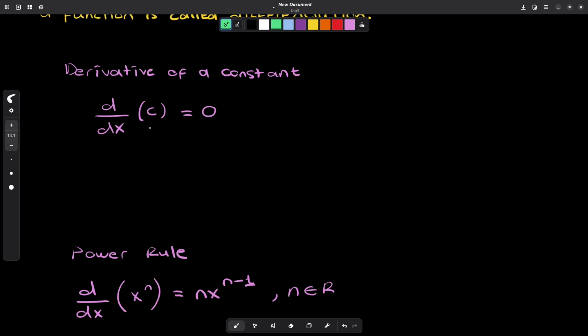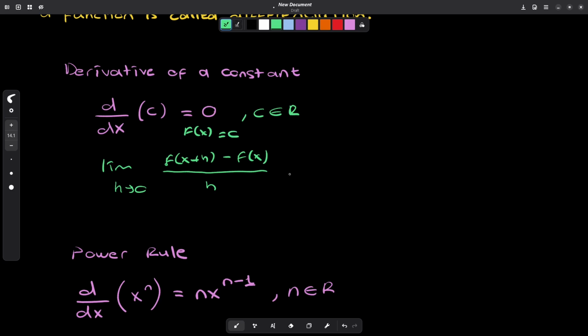So if you differentiate c, and let's say c is in the set R, which is a real number, the derivative of this is 0. How do we know this? I'm not going to show all of these, but let's show some. What was our definition? f(x plus h) minus f(x) over h. And let f(x) be c, right? So this limit transforms into c minus c over h. The inside of the limit is 0, so as h approaches 0, the function is 0, so the derivative is 0.